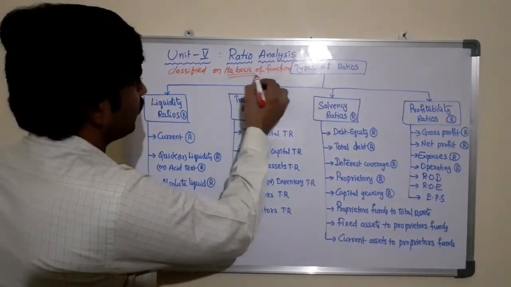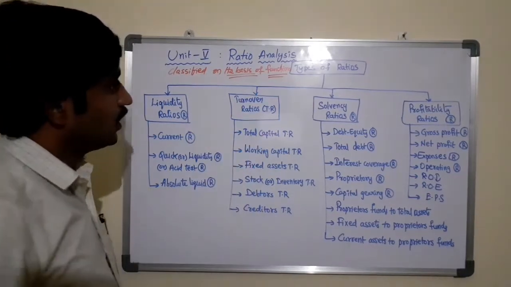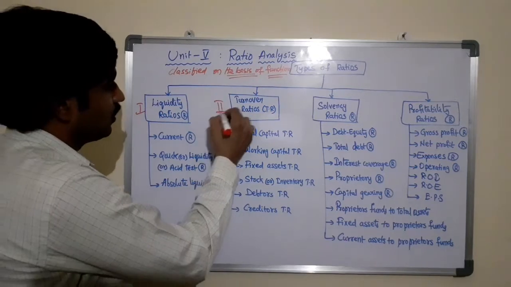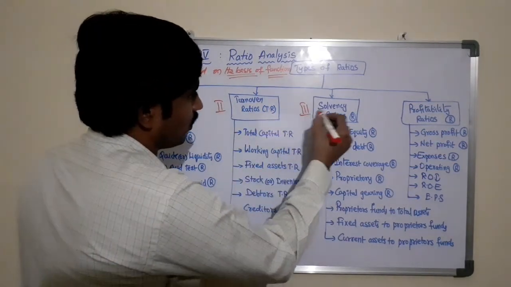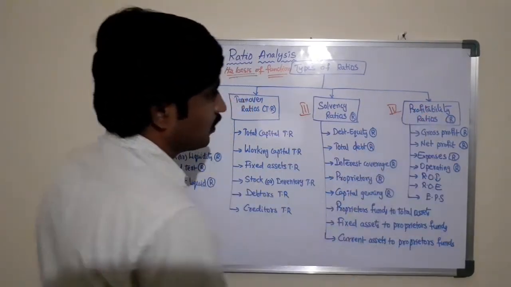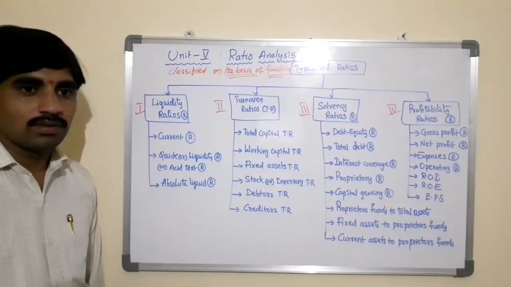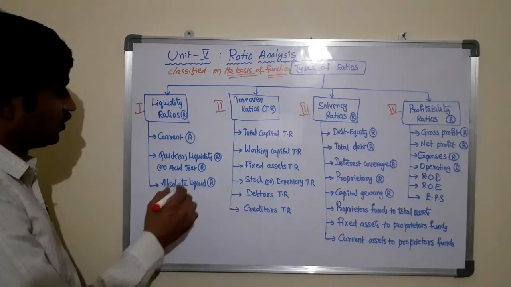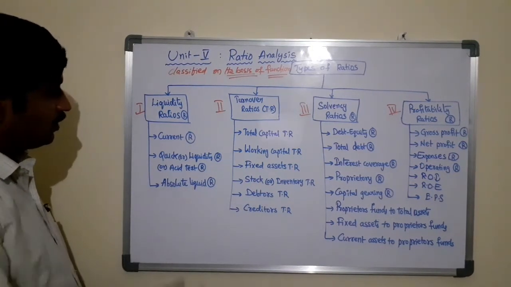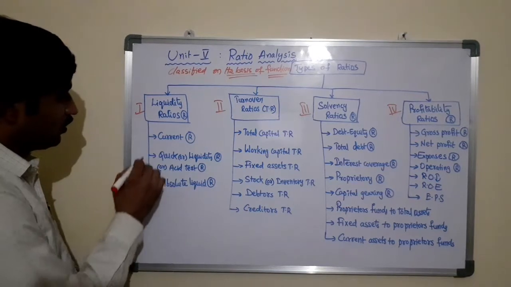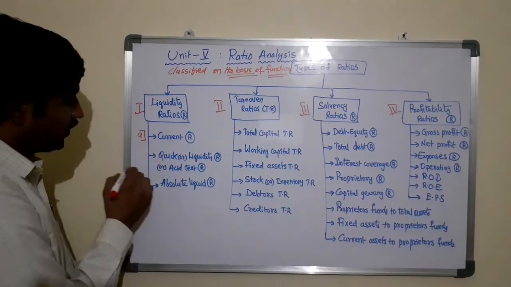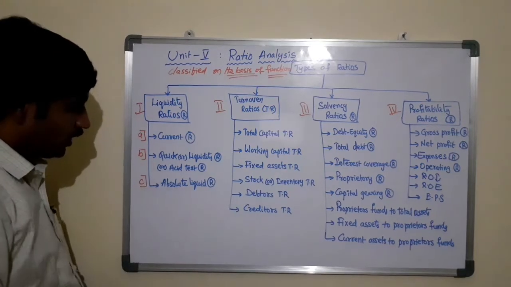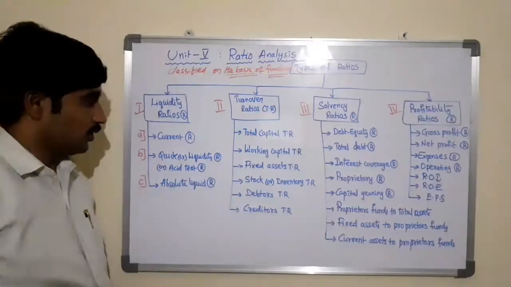So on the basis of function, the ratios are classified into three, that is liquidity ratios, turnover ratios, solvency ratios, and profitability ratios. Again, these ratios are subclassified into different types. The first one, the liquidity ratio. Liquidity ratio is classified into three, that is current ratio, quick ratio, and absolute liquid ratio.